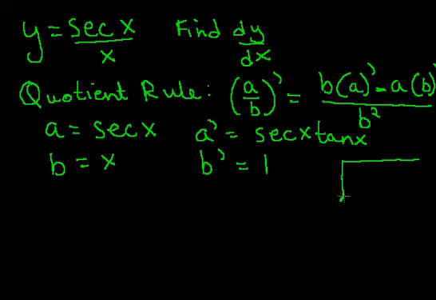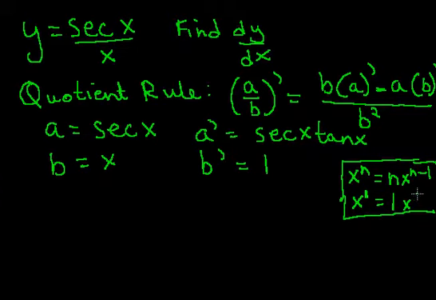And the power rule says, once again, I'm going to write it down just so you remember it. The power rule will come back to you over and over and over again, so it's a good idea to know this. x to the n equals nx to the n minus 1, and so x is just x to the first, and so that equals 1 times x to the 1 minus 1, which is 0, and anything to the 0 is 1. So b prime ends up being 1. I'm going to write down what b squared is. b squared is just x squared.